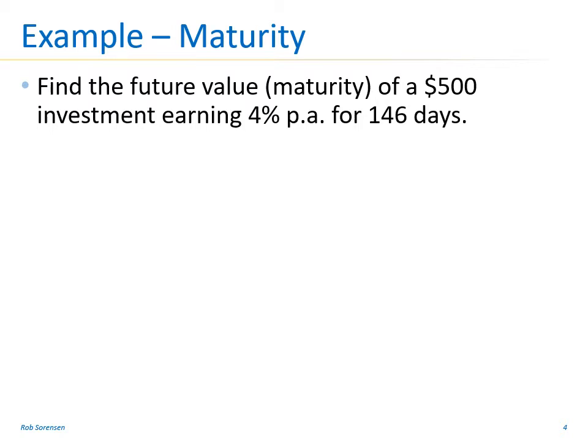Well, first thing I'm going to do is write down everything I've been given. So it's a $500 investment. The original principal is 500, earning 4% for 146 days. Now you could also go 146 over 365 if you want to do the conversion here, or you can wait and do the conversion in the formula. That's fine. Either way is okay by me. What are we looking for? The maturity. So let's go ahead, dig out our new formula. S is P times 1 plus RT.